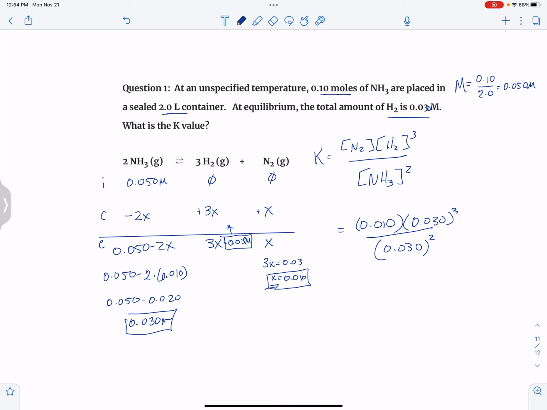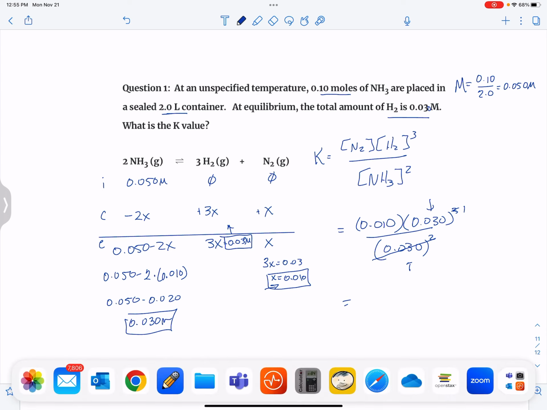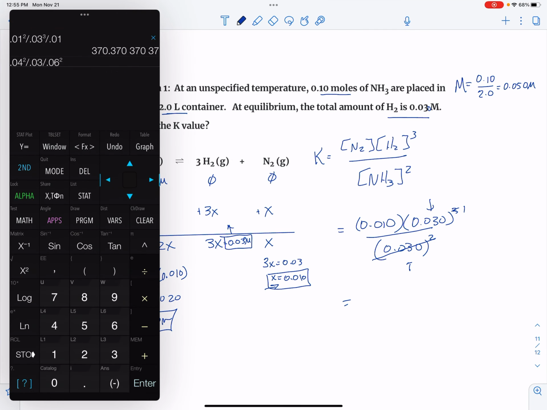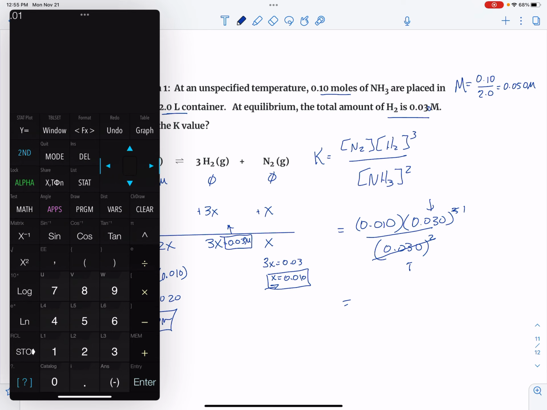Now, if you're an aficionado with math here, you can see that we have basically 3 of these times each other and 2 of those times each other. So technically, this part will cancel and it will leave us with an exponent of 1 if we want to do it that way. Now, we can also get my calculator up here, there we go. We can do 0.01 times 0.03. And that's actually what the math is right there.